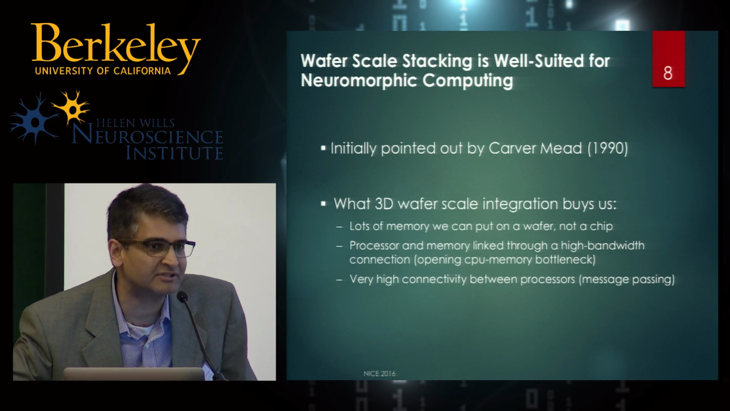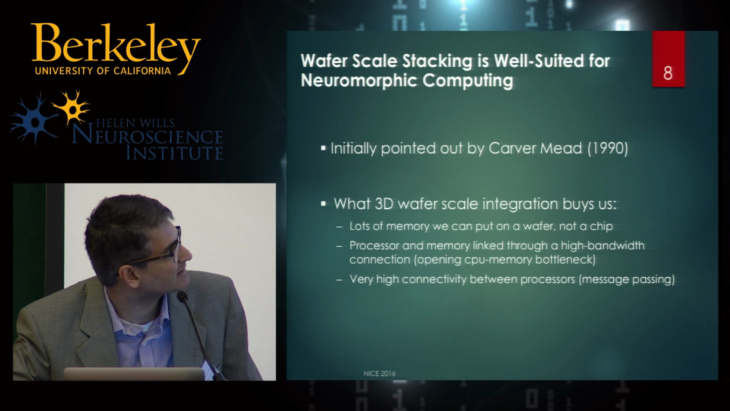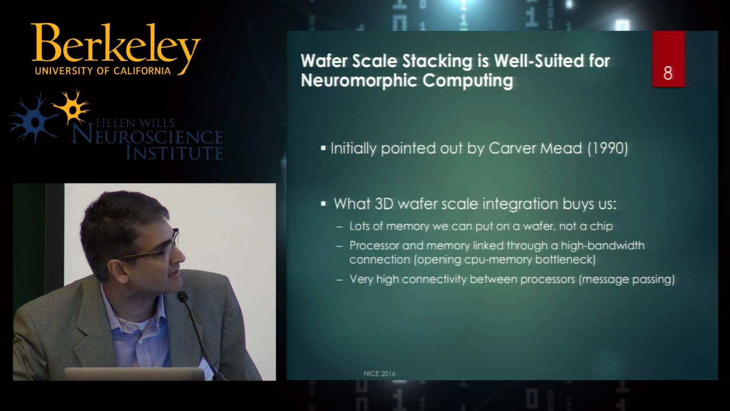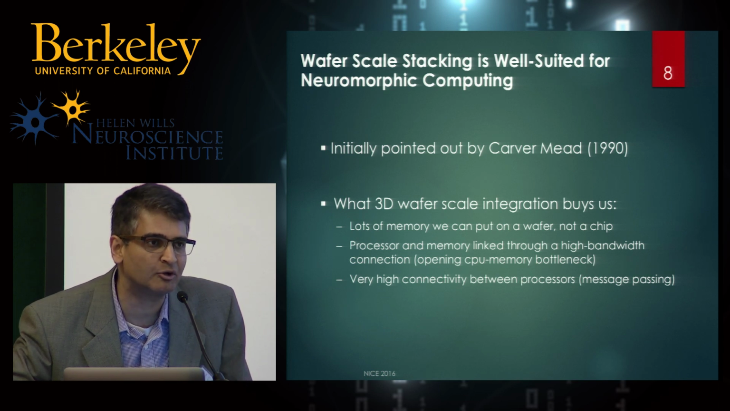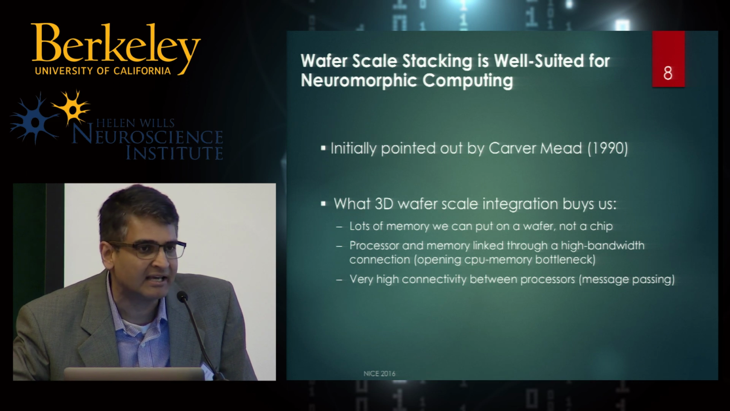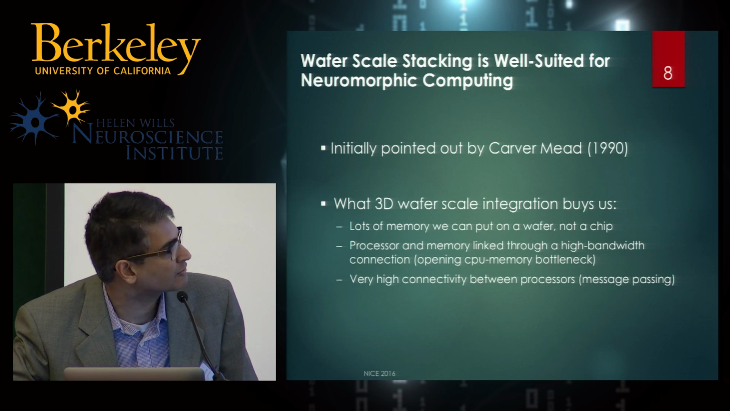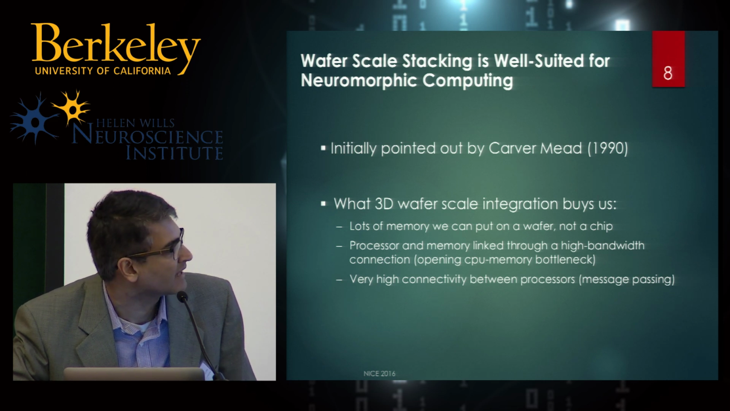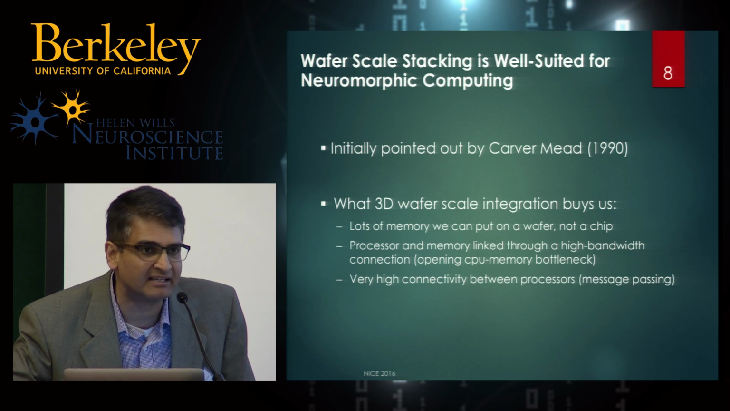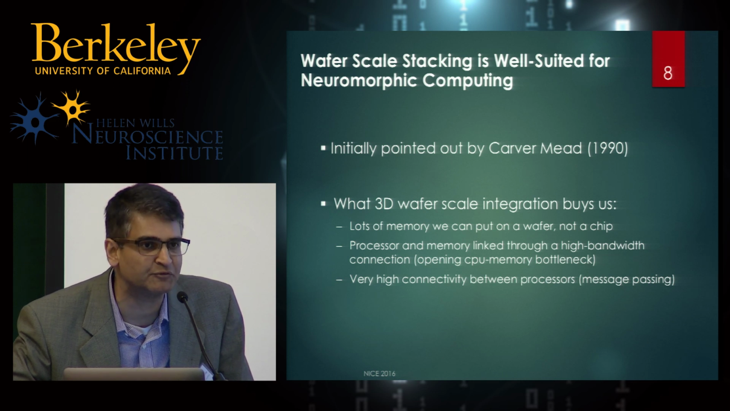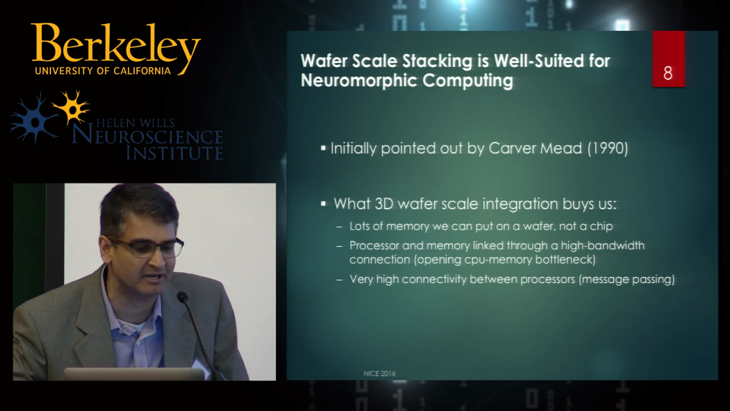So what does 3D wafer scale integration really buy us? It buys us lots of memory that we can now put on a wafer instead of on a chip. Now, there's been a lot of talk about co-location of the processor and the memory, so this allows us to get the processor and the memory linked through a high bandwidth connection, which opens up the CPU to memory bottleneck. And third, we get a very high connectivity between these processors, which is useful for passing messages back and forth amongst them.